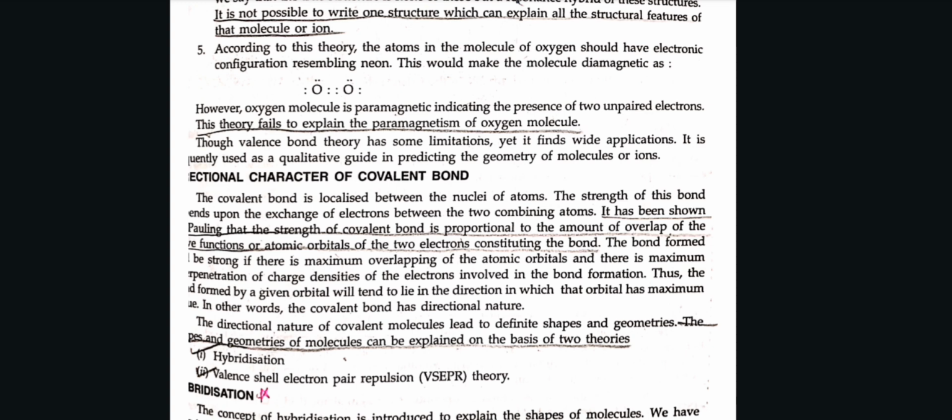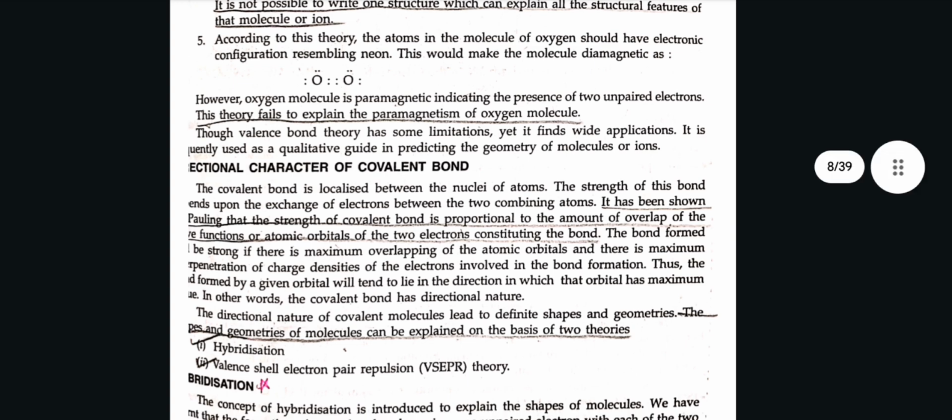Though valence bond theory has some limitations, yet it finds wide application. It is frequently used as a qualitative guide in predicting the geometry of molecules or ions.